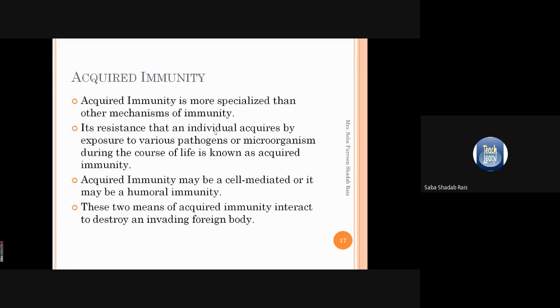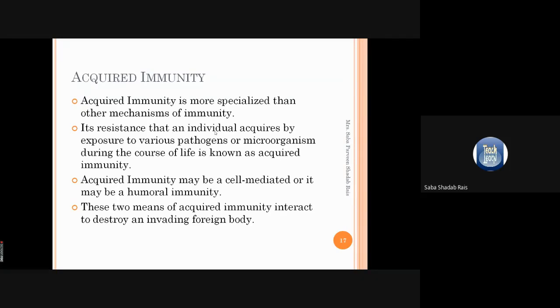It is very much specialized compared to the other immunity mechanism. What is the other immunity mechanism? That is the innate immune response. The innate immune response we have seen has a general mechanism. They do not have any type of memory. They just kill.